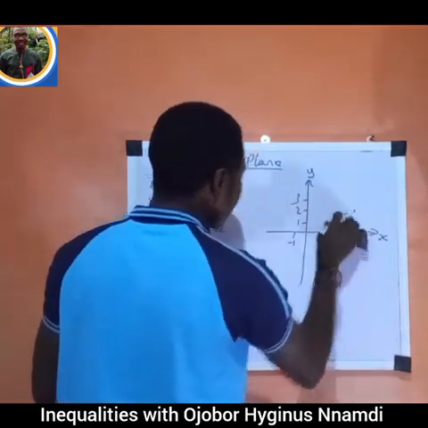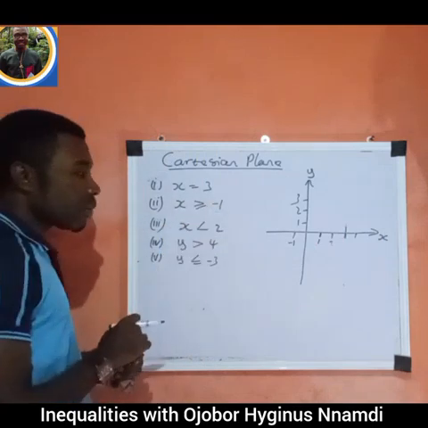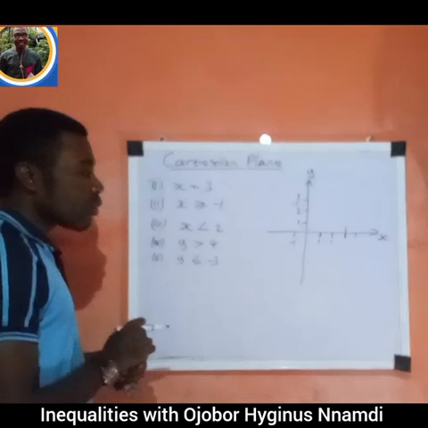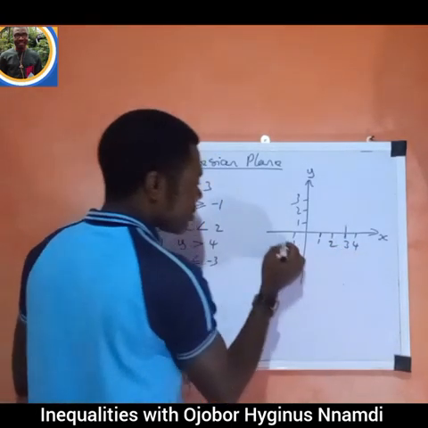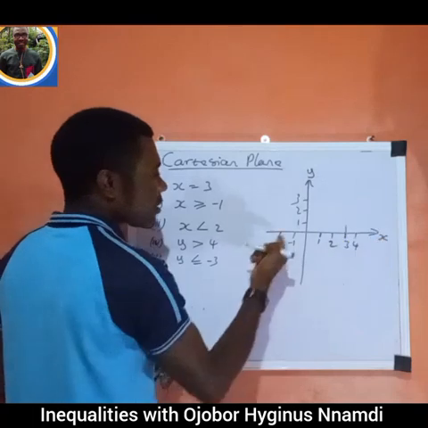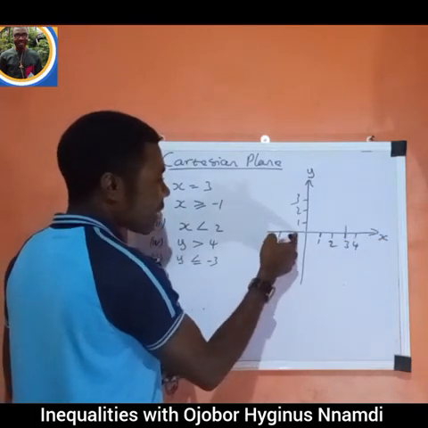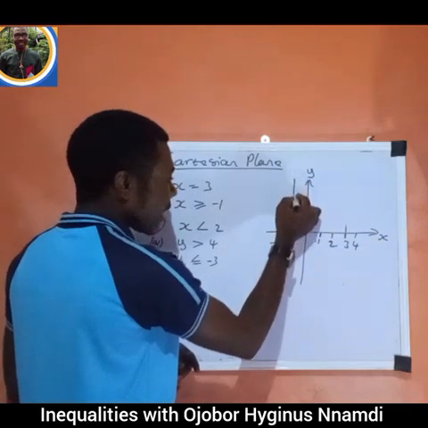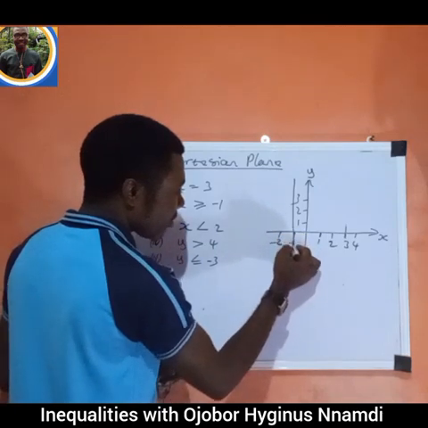Then when we come to inequalities, you have x greater than or equal to minus 1. Now, let's see how that is going to be represented on a Cartesian plane. This is x, this is y. So you locate minus 1, then you draw a line on minus 1 using your ruler. Remember, you draw a straight line on minus 1.